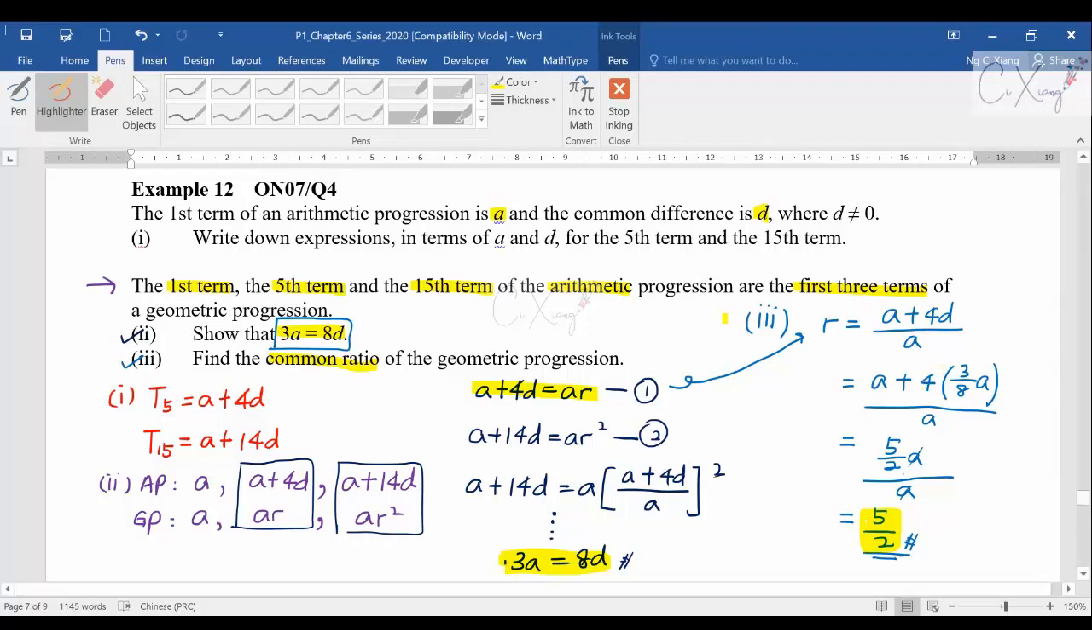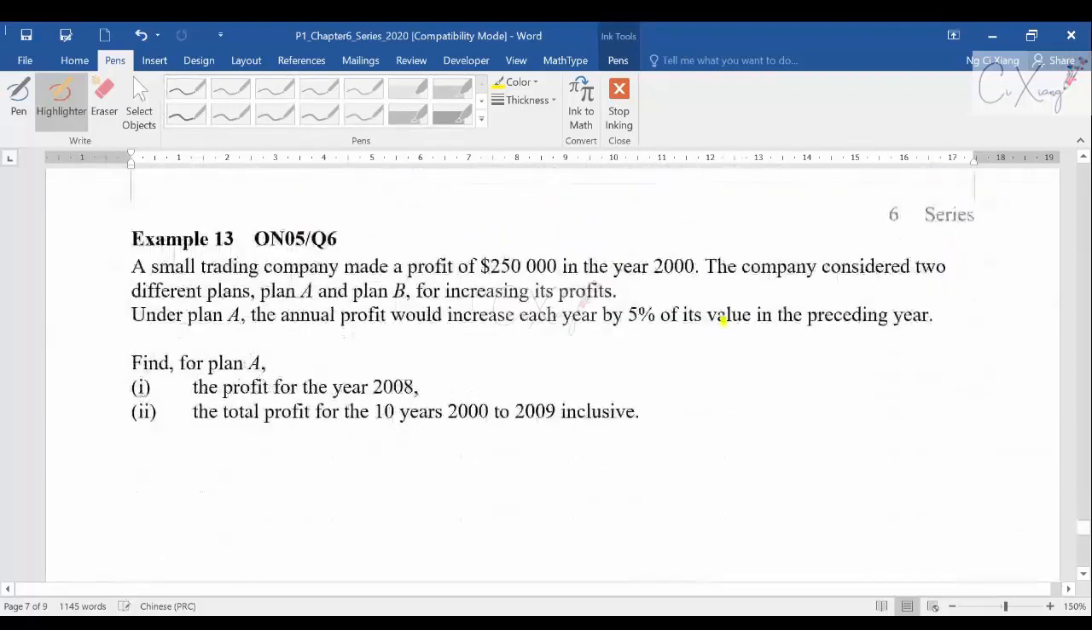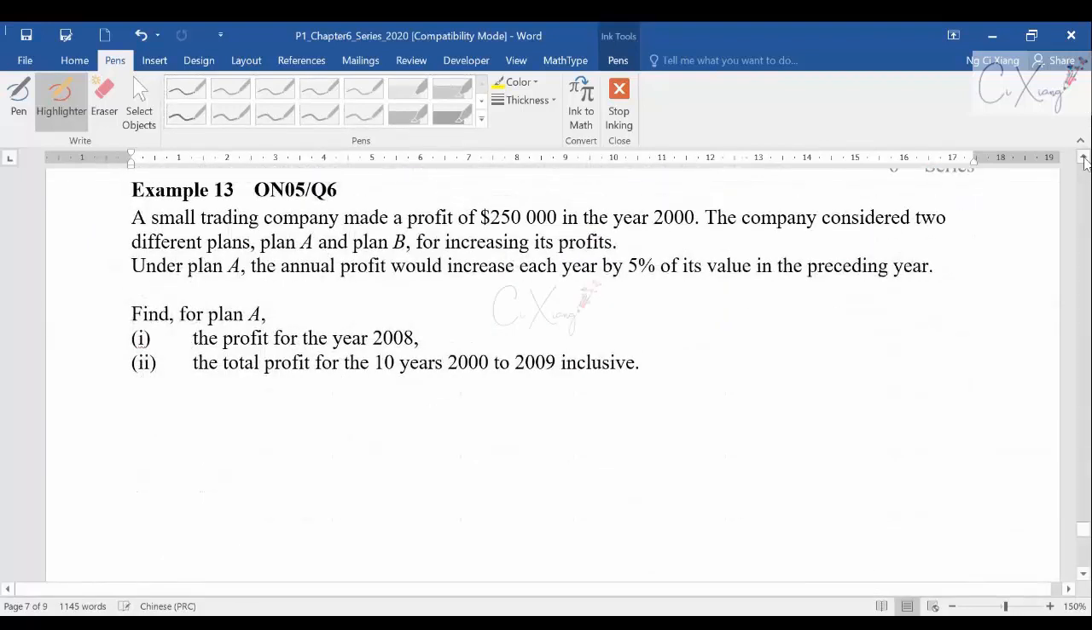Alright, so let's continue with the last example of this video. Example 13. For example 13, it involves profit, for a trading company, or maybe some questions will involve interest for bank. If you go through it now, you are having a profit of 250K in the year 2000. And then the company considered two different plans, Plan A and also Plan B, for increasing profits.